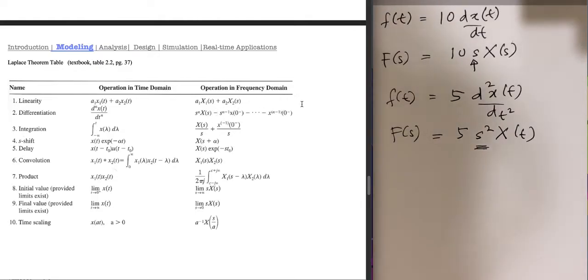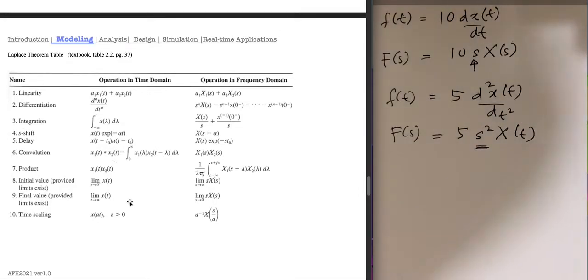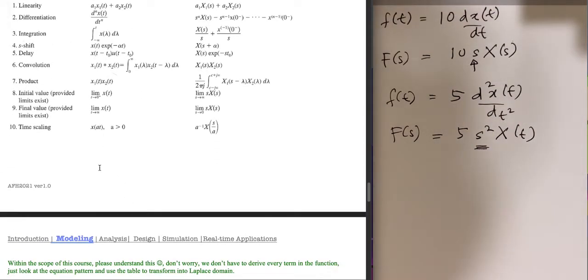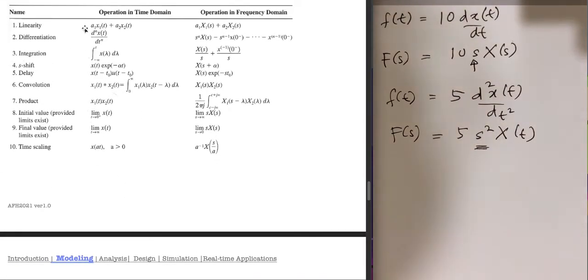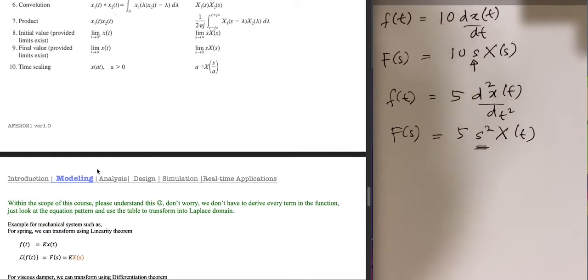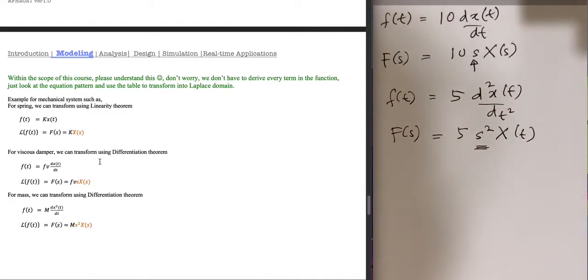Okay. Take note that we don't use these initial conditions here. We just base on this. The rest you can refer to; I think these two are very useful for the control system. The rest we don't really use much.